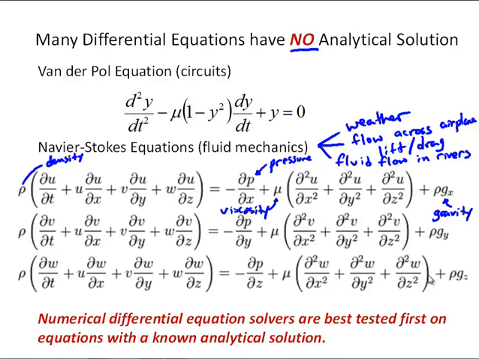So if we want to apply a numerical differential equation solver to something like the Navier-Stokes equations, where we have no way of knowing what the analytical solution is, we need to first test that on equations with a known analytical solution. And that's typically what we'll do. So when we develop a new differential equation solver, the first thing to do is apply it to a differential equation where we know the analytical solution. And once we're confident that the solver works well, then we can apply it to a differential equation, probably something that has some similar characteristics but has no known analytical solution.